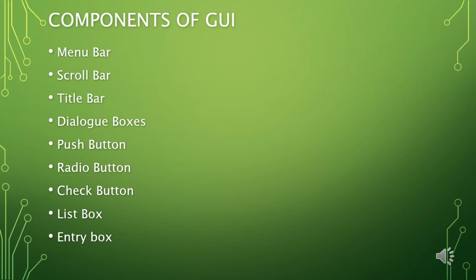Components of GUI. There are different tools which help you to construct a GUI platform. Those tools are components of your graphical user interface. Some of the components are menu bar, scroll bar, title bar, dialog boxes, push button, radio button, check button, list box, and entry box. We'll learn all these components in detail in the further PPT.